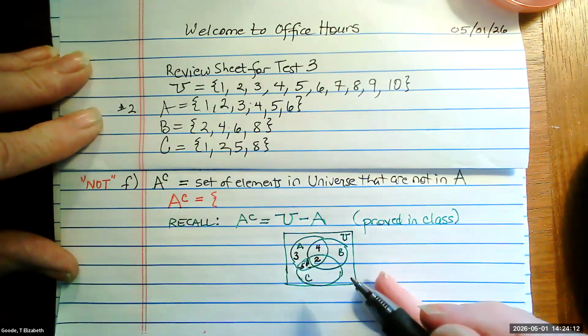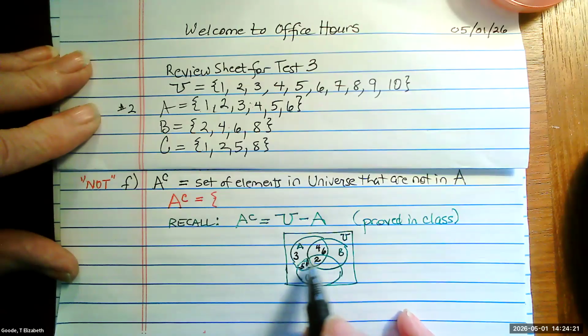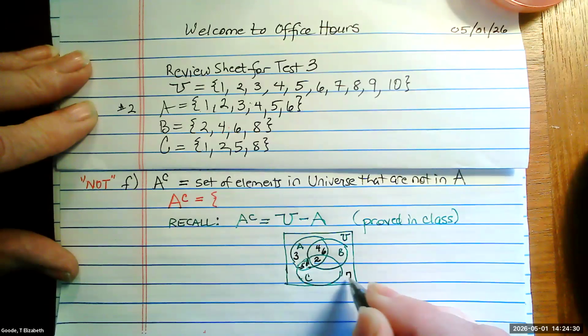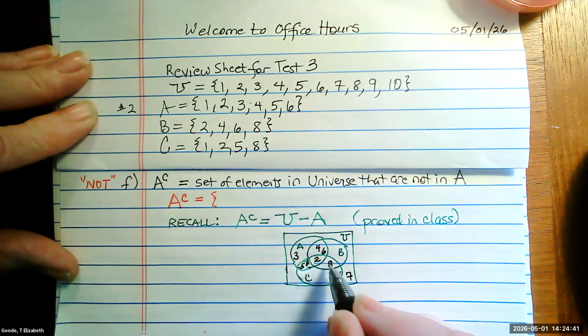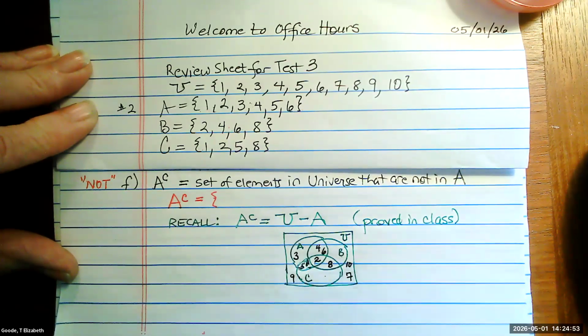What about six? Six is going to be in A and B, so we put six in here, but it's not part of C. See how it's outside of the C circle? Seven is going to be in the universe, out here, outside of any of the other ones. Eight will be in B and in C, but outside of A. And 9 and 10 are in the universe, out here.